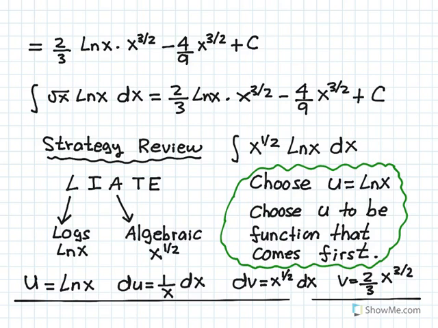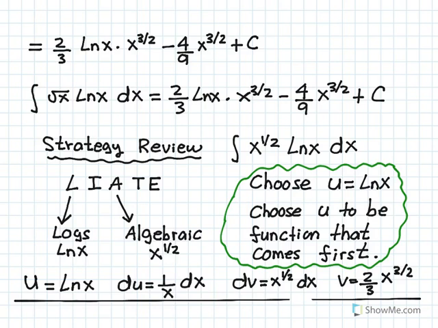Now let's talk a little bit about strategy. Why did we choose u to be equal to log x? If you look at the LIATE principle, L stands for logs. That's of course log x. And A stands for algebraic function. In this case, that would be root x. And clearly, logs comes before algebraic functions. So that means we have to choose u to be equal to ln x.